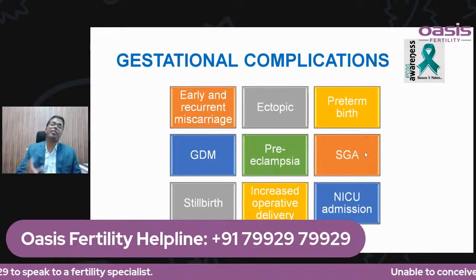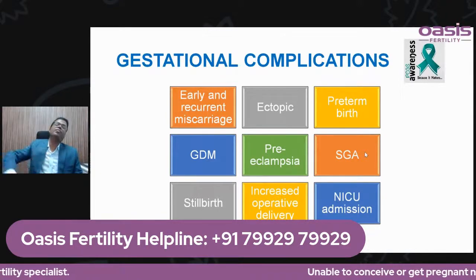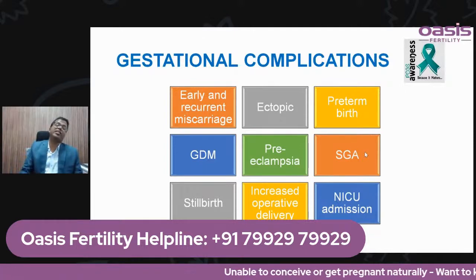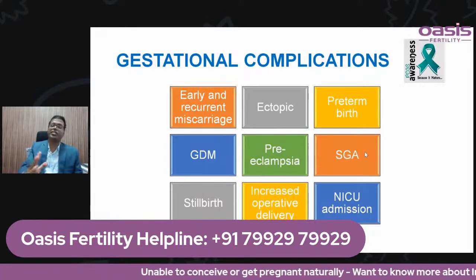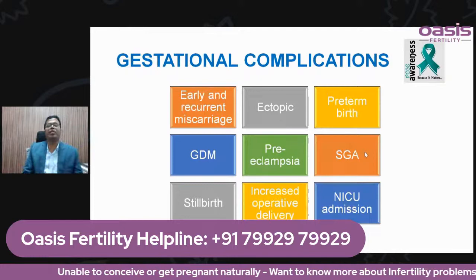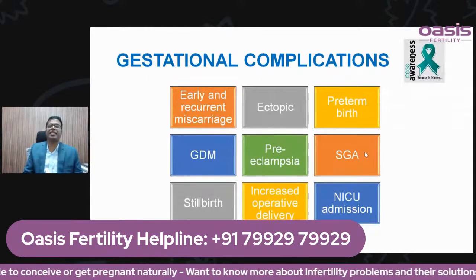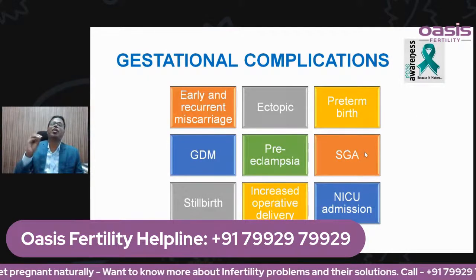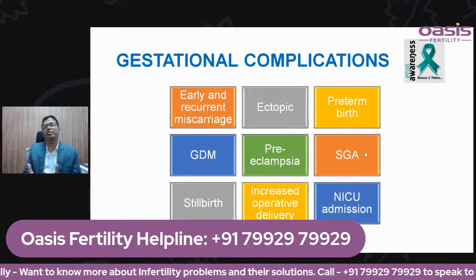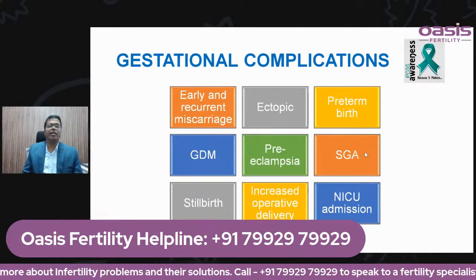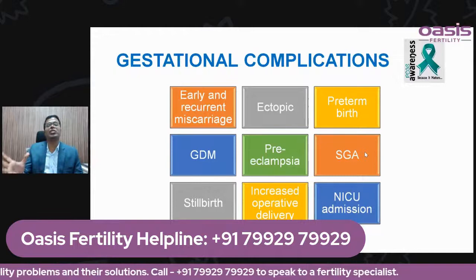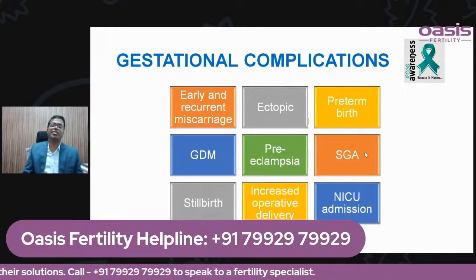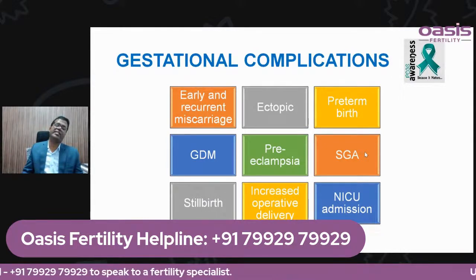They may develop preeclampsia. That means their blood pressure will be raised during pregnancy, and there will be proteinuria, which is one of the very important complications of pregnancy, preeclampsia. And there can also be a small for gestational age child. The baby size will be smaller, adequate growth is not happening, and there is a chance of stillbirth. Suddenly the baby will die inside the uterus or during the process of delivery also.